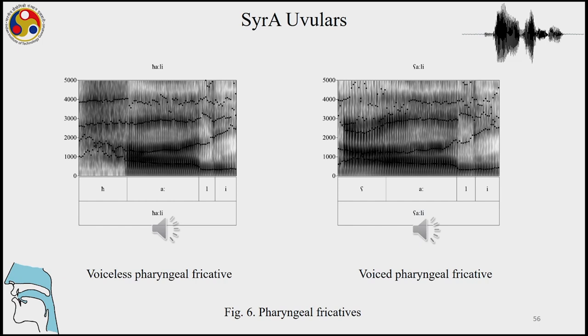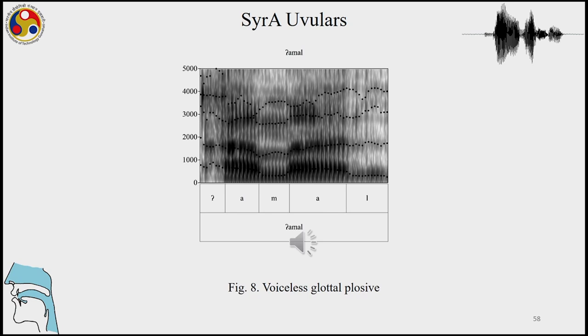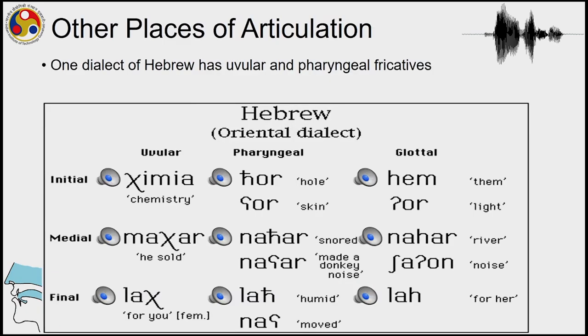Then there are the pharyngeal fricatives in this variety of Arabic. So again, we can have the fricative which is non-emphatic, like a plain one, and an emphatic one. Hali. Qasi. So we can also have a voiceless pharyngeal plosive. Amal. A voiceless glottal plosive, etc.